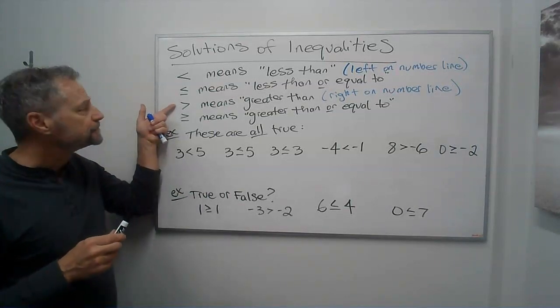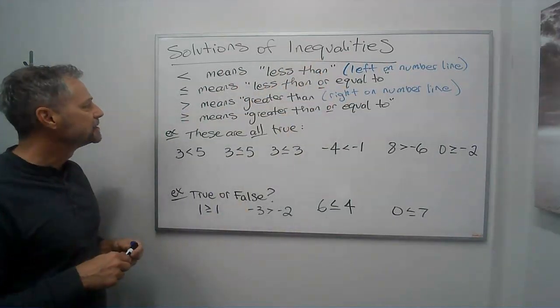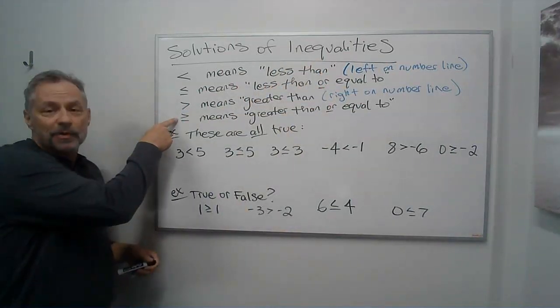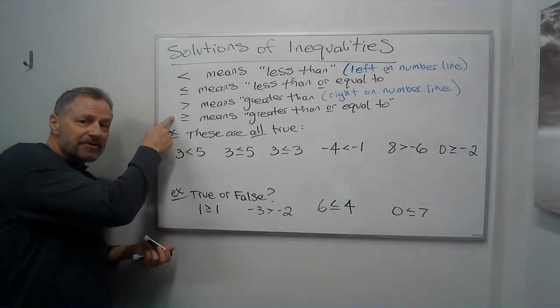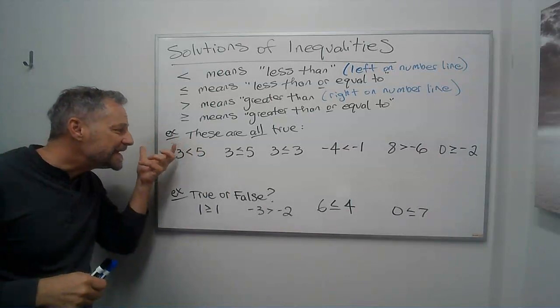Greater than. So the symbol that way means greater than, or to the right of, on the number line. And then greater than or equal to. Again, it's either greater than or it's equal to. Either one will make it true. Okay, so here's some examples I put.